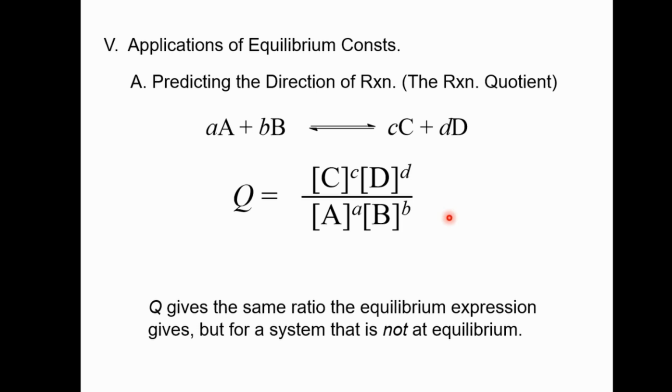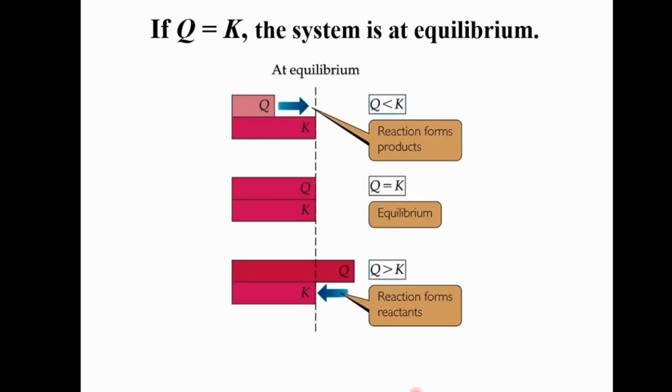So Q is the equilibrium constant expression when you're not at equilibrium. How do you know you're not at equilibrium? Q doesn't equal K. So Q gives us the same ratio the equilibrium expression gives, but it's for a system that's not at equilibrium. So perhaps another of the things we do with equilibrium is we plug in some concentrations and we tell two things: whether we're at equilibrium or not, and then which way the reaction is going to move to obtain equilibrium.